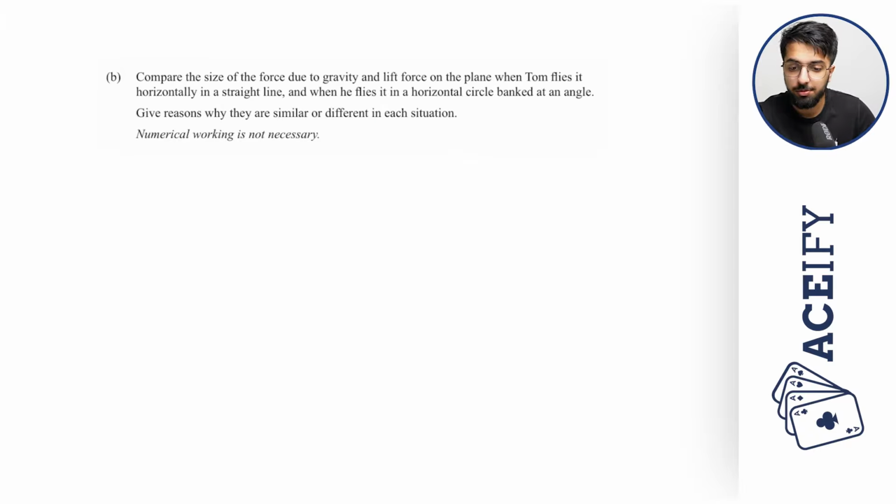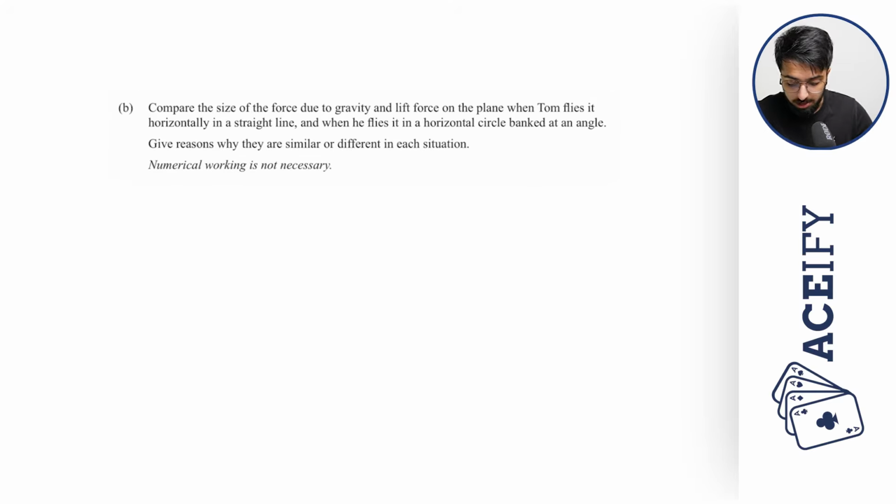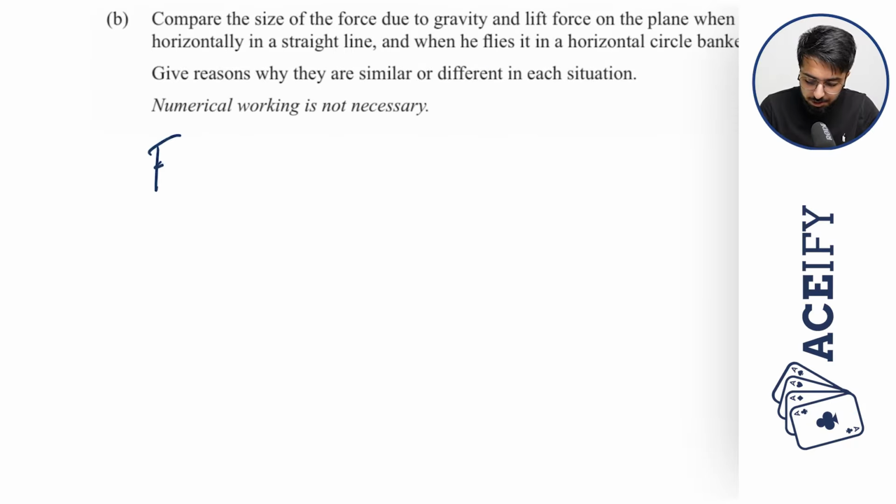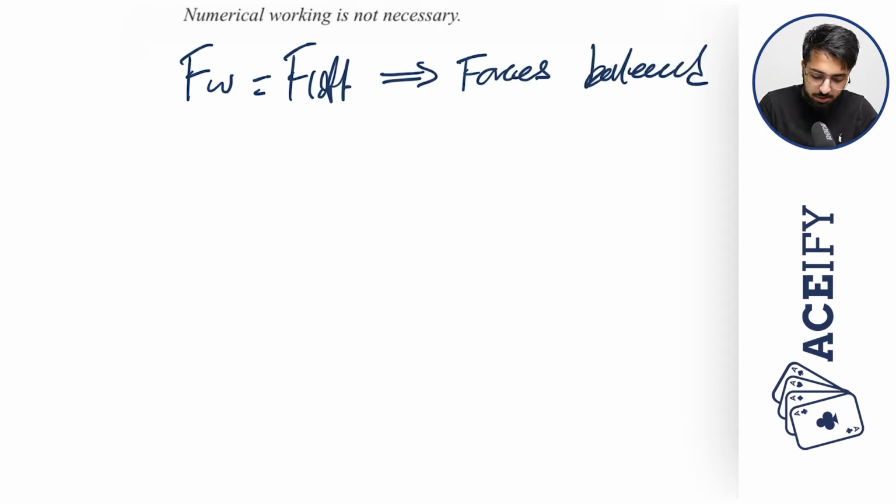Compare the size of the force due to gravity and the lift force on the plane when Tom flies it horizontally in a straight line and when he flies it in a horizontal circle banked at an angle. Well, I did not know this question was going to come up, but this explanation is essentially what I said in the previous question. In our first position, the weight force is going to be equal to our lift force, okay? And therefore, the forces are balanced, okay? So that's our first scenario.